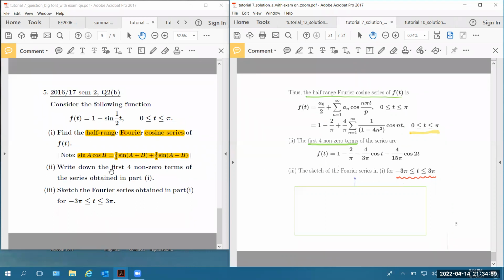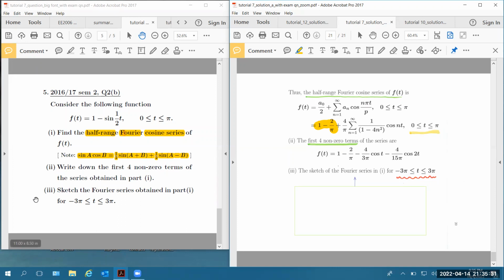Now, part 2, write down the first 4 non-zero terms. Okay, that's easy. First 4 non-zero terms, right? Now here, you already got 2 terms. Now here you got 1 minus 2 over pi, right? So this is considered 2 terms already. So you just need another 2 terms here, okay? So you just try when n is 1, when n is 2, then you will be able to get. Okay, right. So this one, not difficult.